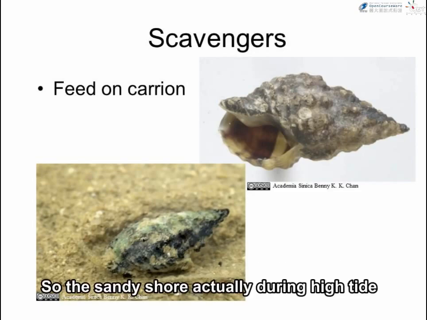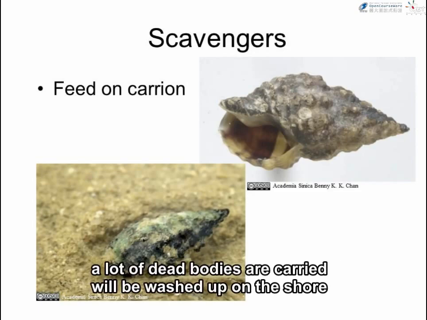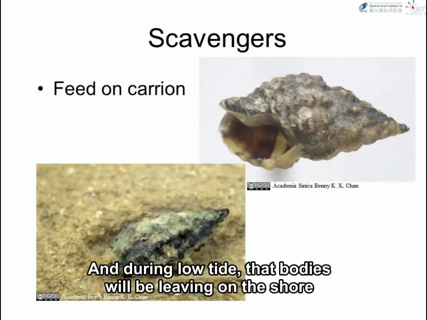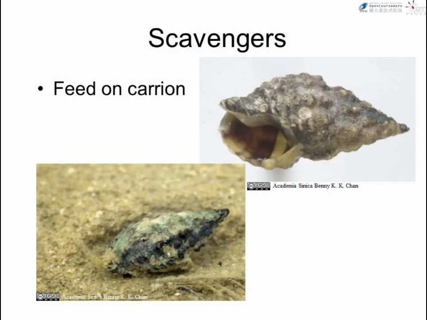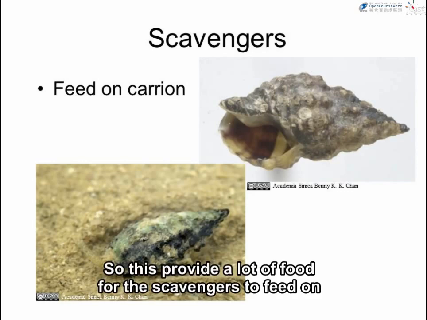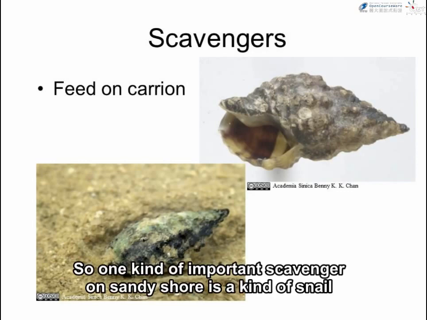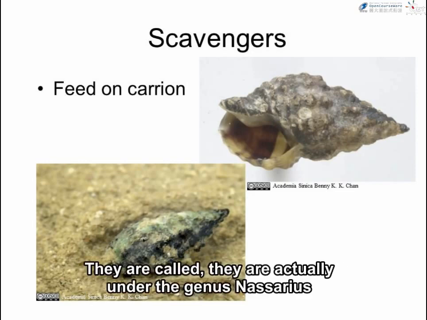On the sandy shore, during high tide, a lot of dead bodies or carrion will be washed up on the shore. And during low tide, those dead bodies will be left on the shore. This provides a lot of food for the scavengers to feed on. So one kind of important scavenger on sandy shores is a kind of small snail. They're actually under the genus Nassarius.